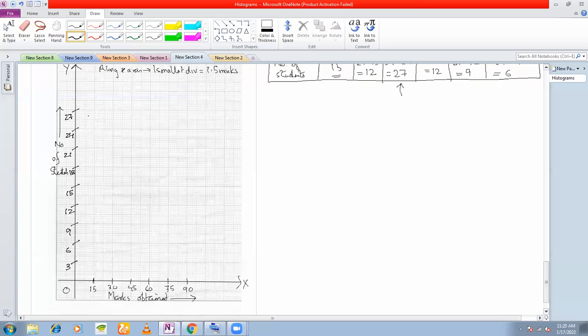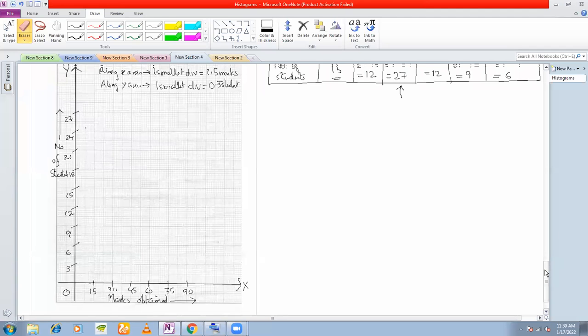So what is the scale that we have taken here? How many divisions here? 10 divisions, right? And how many students? 24 to 27 is equal to 3 students, isn't it? So one division is equal to how many students? 3 by 10, which is 0.3 student. Right? So you write here along y-axis, one smallest division is equal to 0.3 student. Okay. Now, once we have written the scale, now we are going to proceed to draw the histogram.